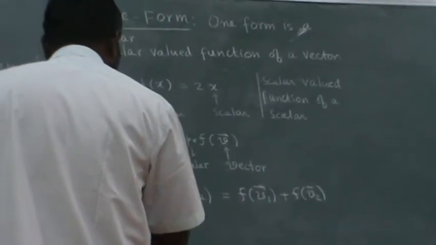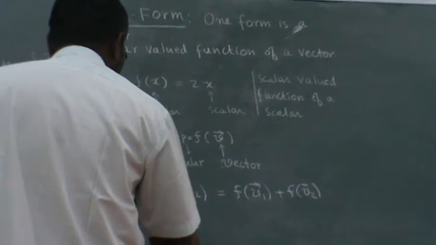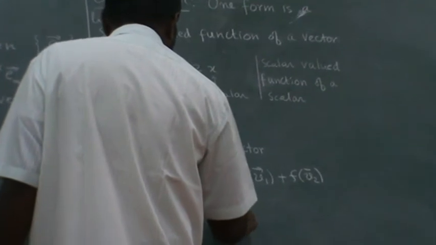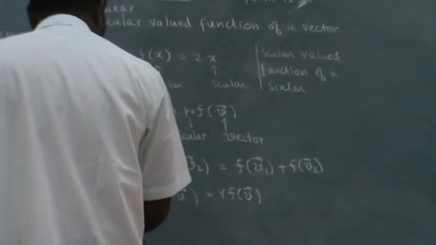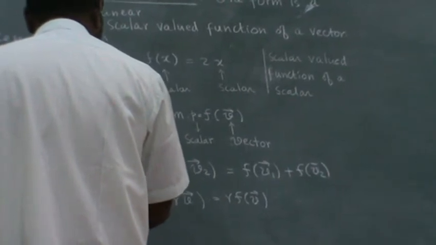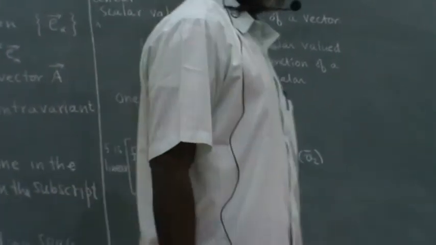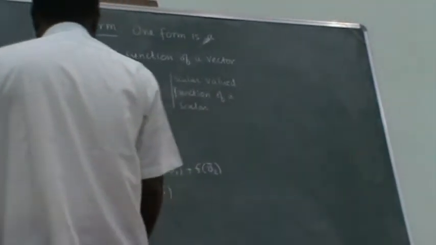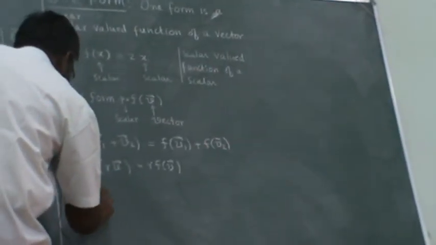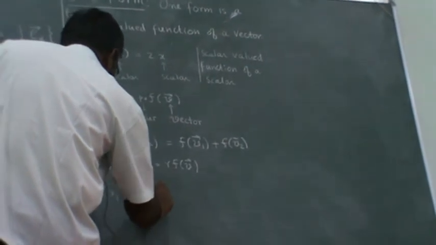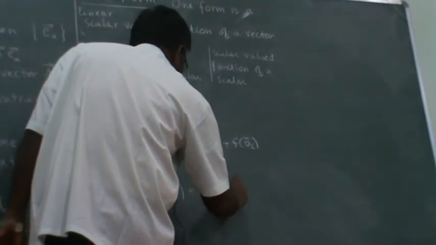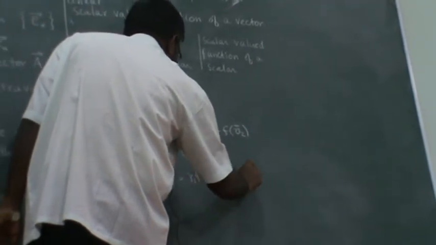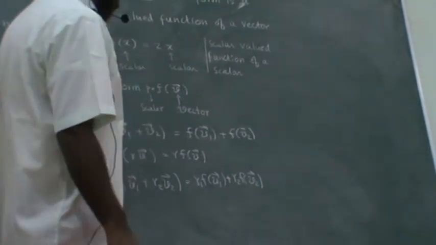In addition, if we have f of some scalar r times v, it will be r times f of v. If these two properties are satisfied, then we say f is linear. Both must be satisfied. You can combine them into one property: f of r1 v1 plus r2 v2 should be equal to r1 times f of v1 plus r2 times f of v2. So this contains both these things.